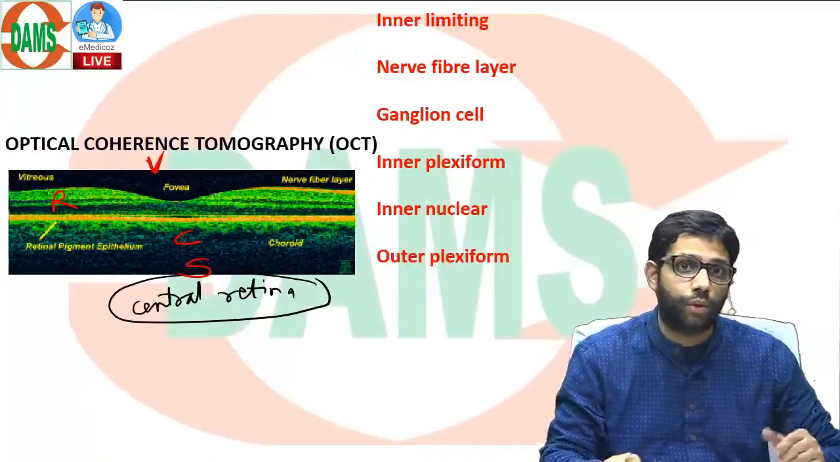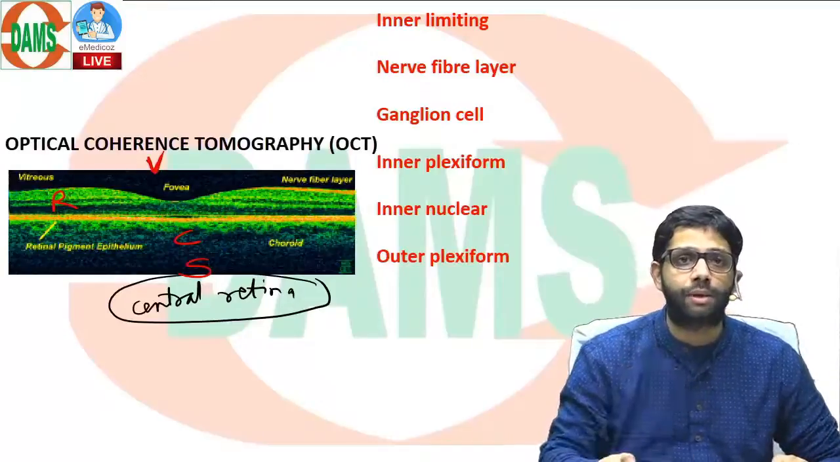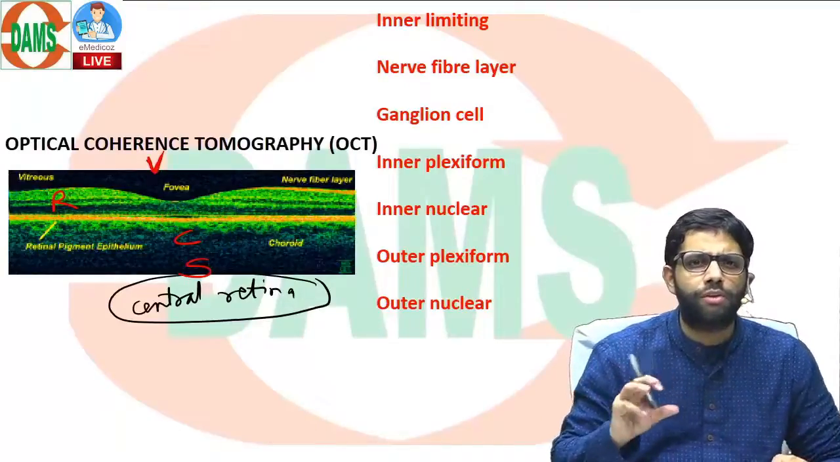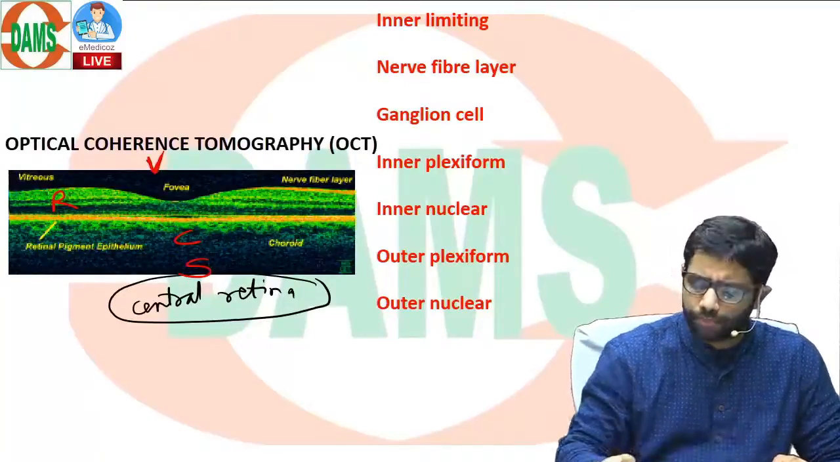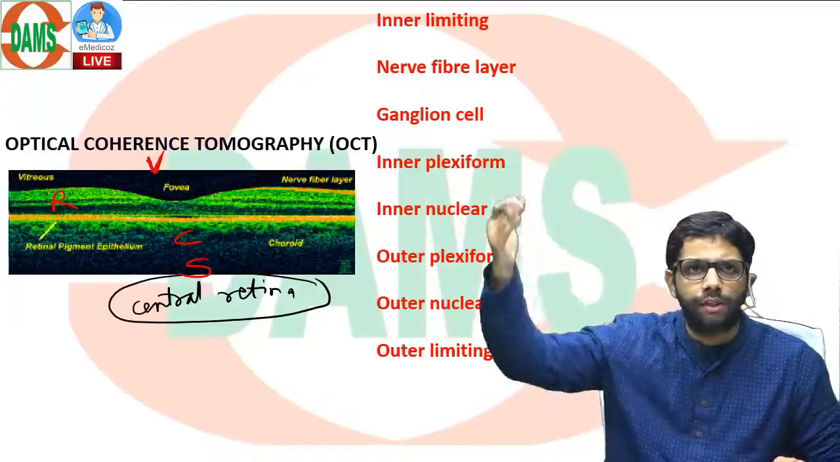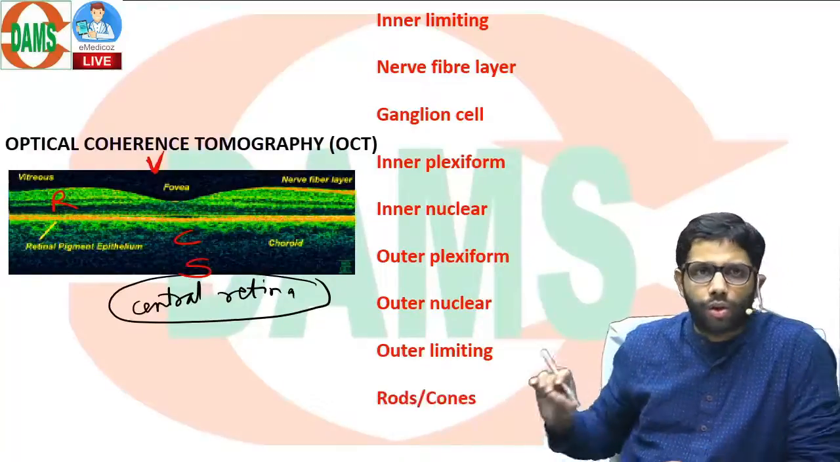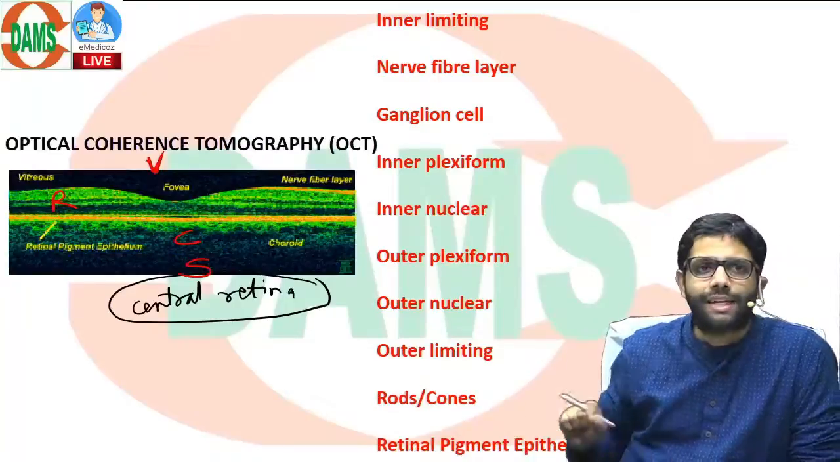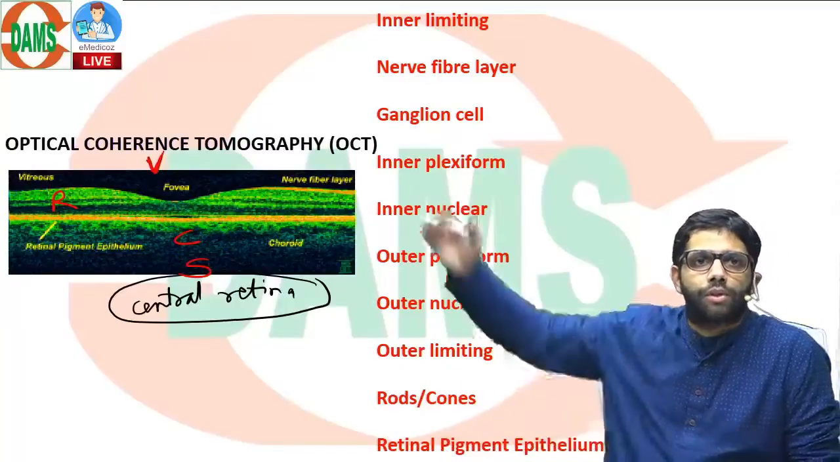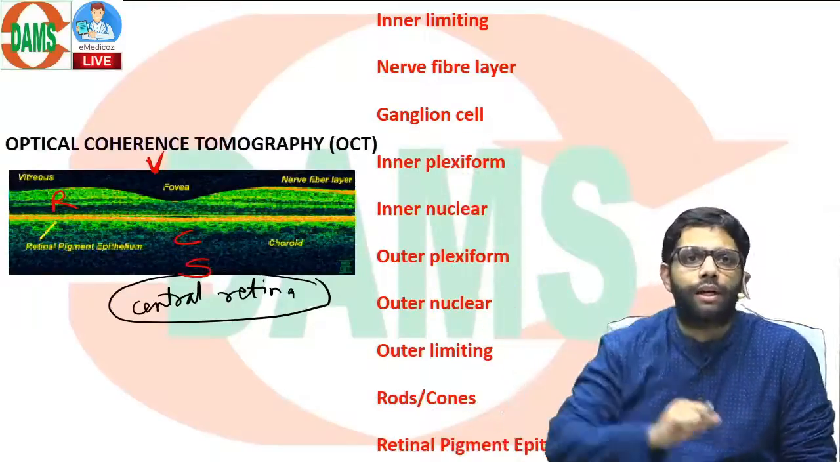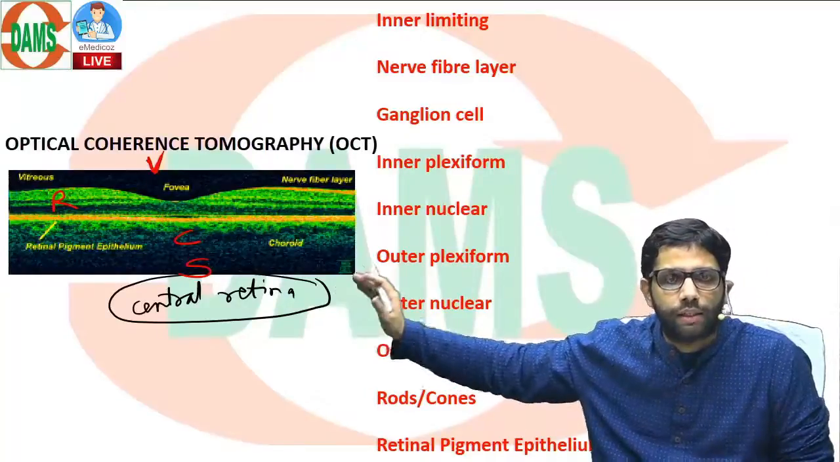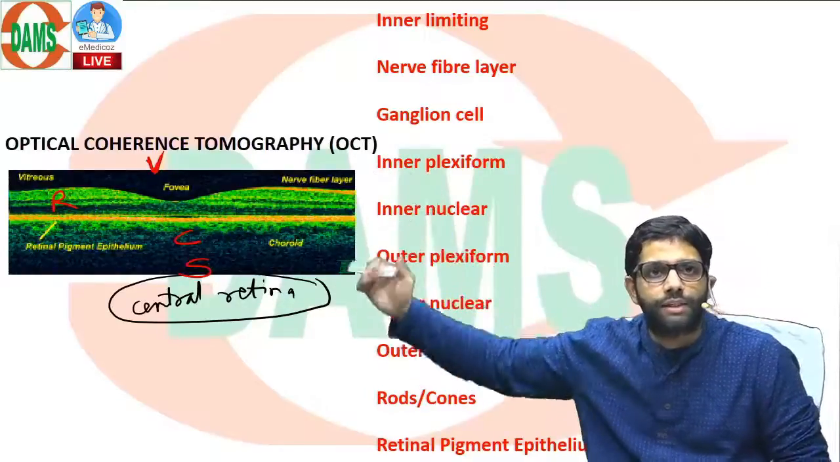There are some cells in the inner nuclear. There is another synapse, outer plexiform. Then the outer nuclear which contains the rods and cones nucleus. Outer limiting, if there is inner limiting, there has to be outer limiting, rods and cones, and the last layer is retinal pigment epithelium. So these are the 10 layers of the retina, and this OCT gives you interpretation of the layers of the retina in the same manner.